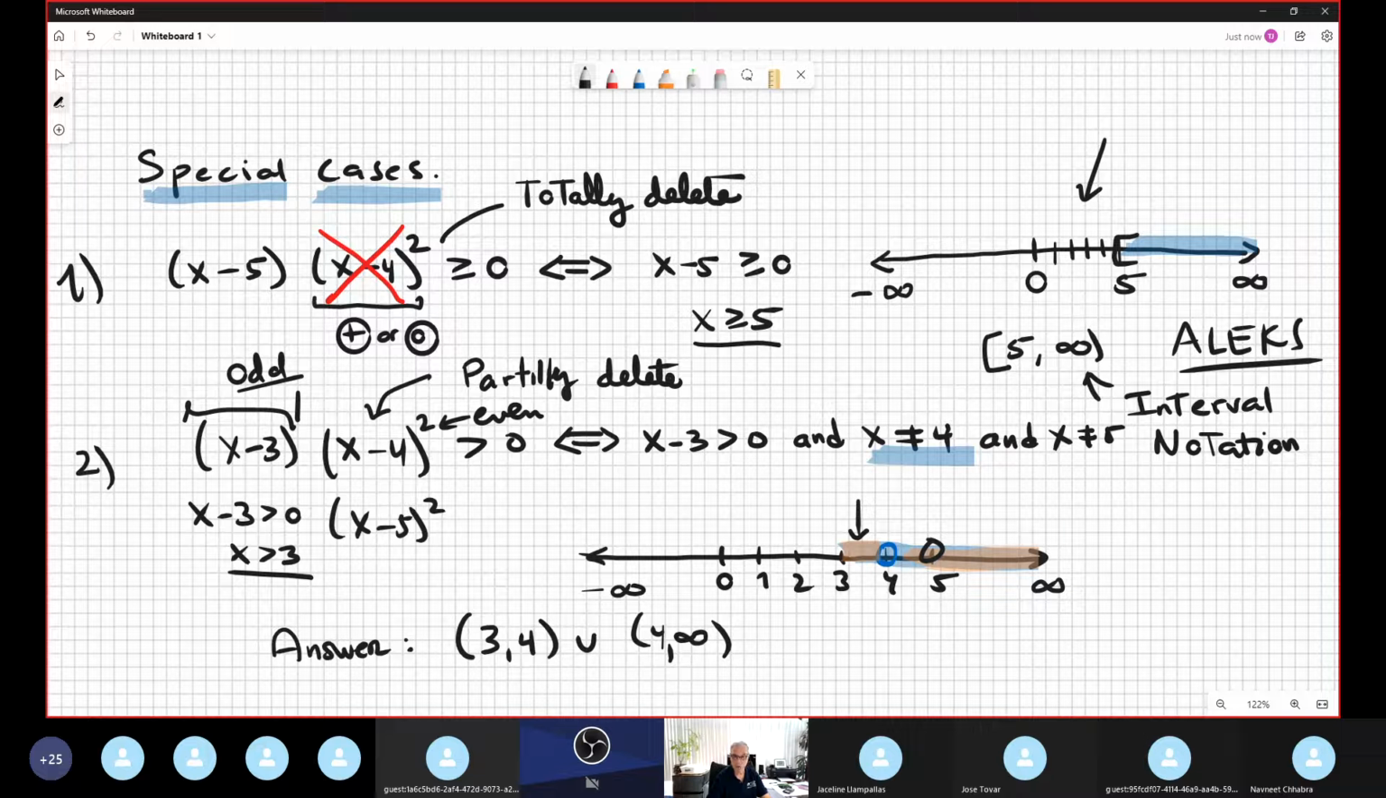I have more examples to illustrate this idea. Okay, so now the most important: totally delete or partial delete. Partial delete is when you have an even exponent, but no equal sign. No equal sign, partial delete. You consider it like a hole. And when it's equal, you delete totally. You ignore. This is not important.